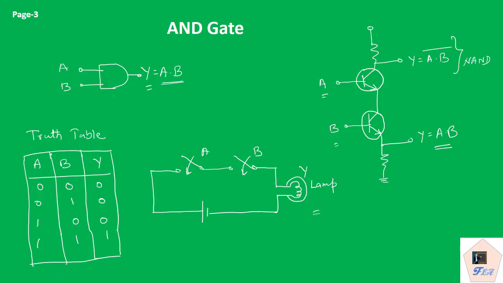So from the truth table we can see that if either of the inputs is 0, or both the inputs are 0, then we shall be getting output 0. We can get output equal to 1 if and only if both the inputs are 1. Otherwise we can never have output as 1. So the glowing of the lamp is indicating one output, the high state of the output.